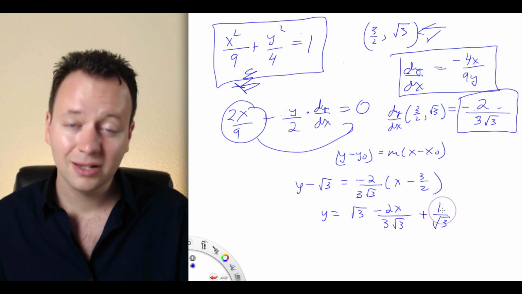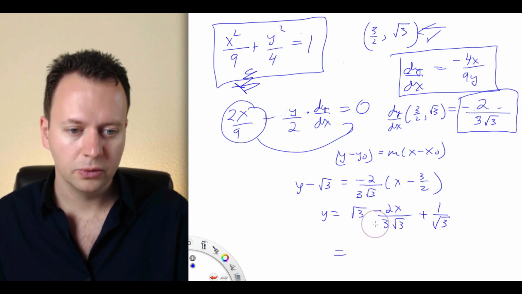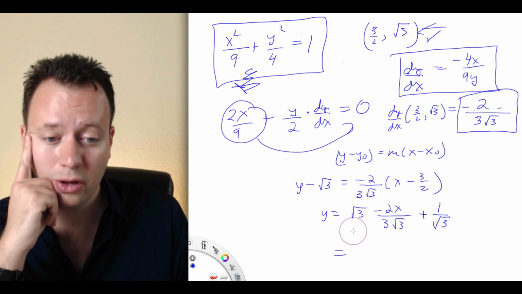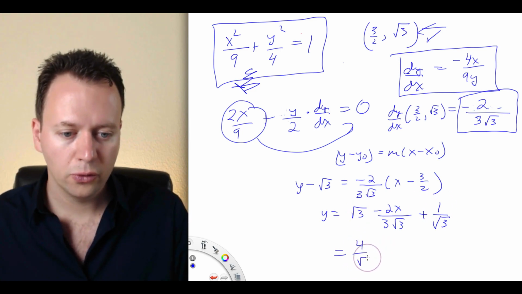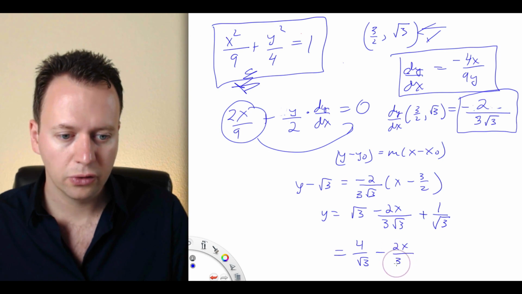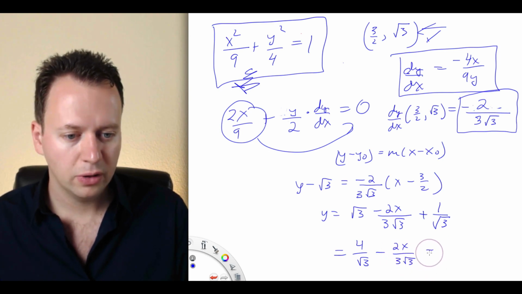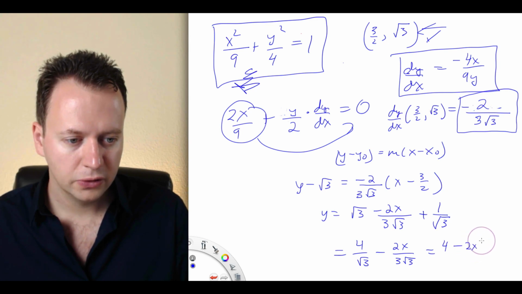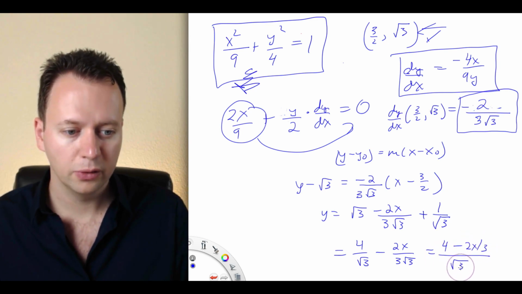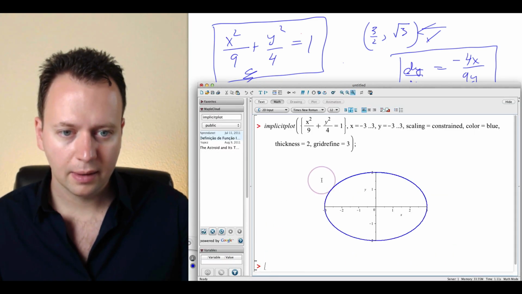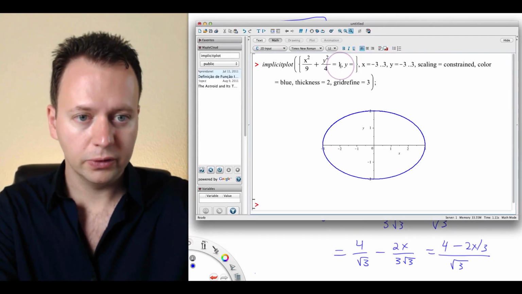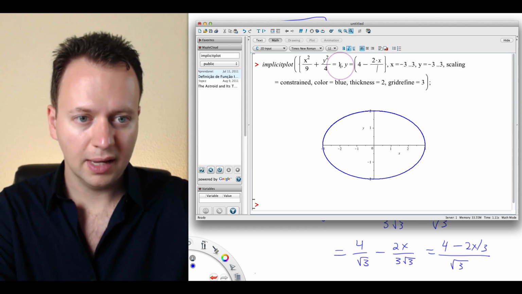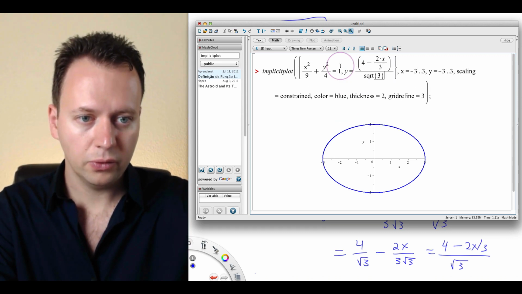Now root 3 plus 1 over root 3 is equal to, okay, root 3 is equal to 3 over root 3. So 3 plus 1, it's 4 over root 3 minus 2x over 3 root 3. In fact, you can even say 4 minus 2x over 3 all divided by the square root of 3 if you want. So let's add this to our plot and see what happens. So let's add y equals 4 minus 2 times x over 3 all divided by the square root of 3.